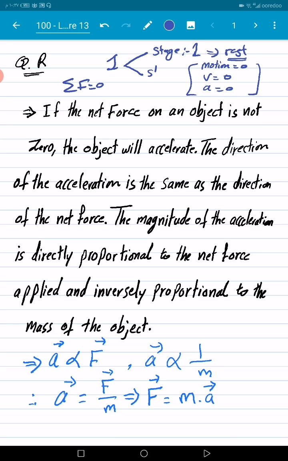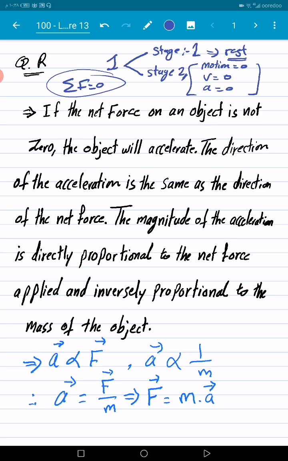Stage 2: if it is in motion, it continues in motion with a constant velocity, unless an external force tries to stop it or change its motion. So that is the first Newton law.